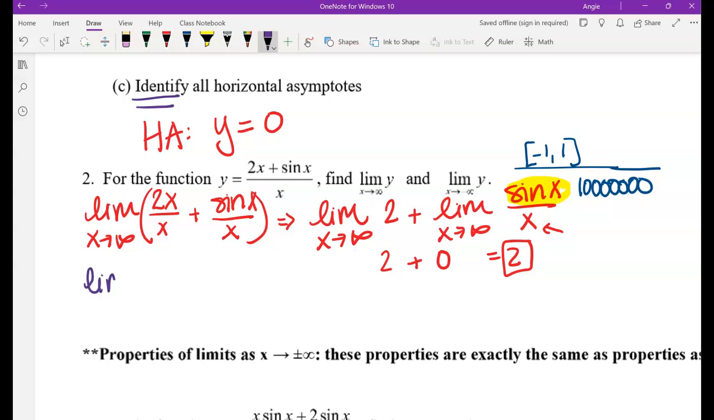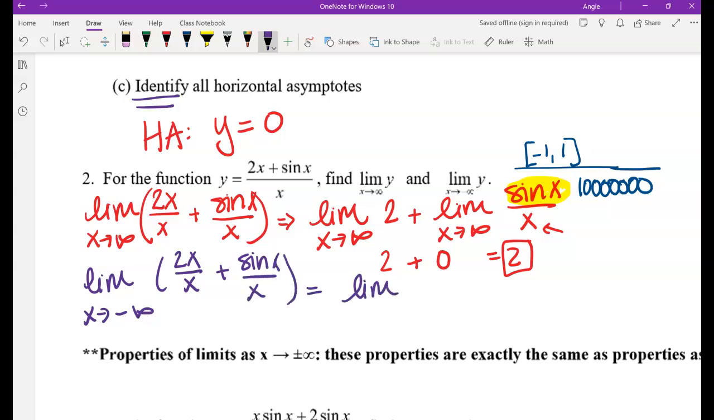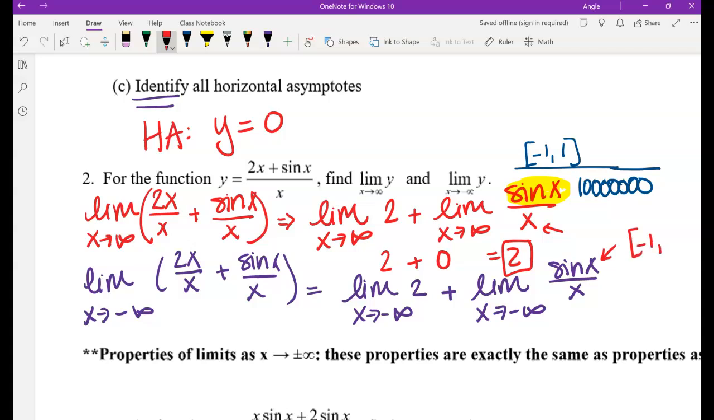So the limit as x approaches -infinity, I will go straight to 2x plus sine x over x, just like that. And we can break this up: the limit as x approaches negative infinity of 2 will always be 2. And this concept is still the same thing. So we are going to have sine of x over x, guys. Same thing, the range of sine is going to be from -1 to 1.